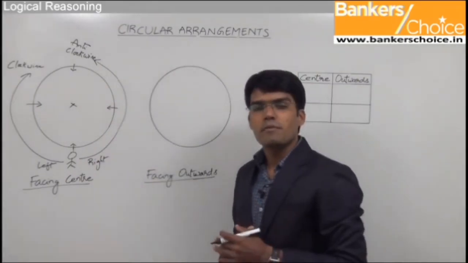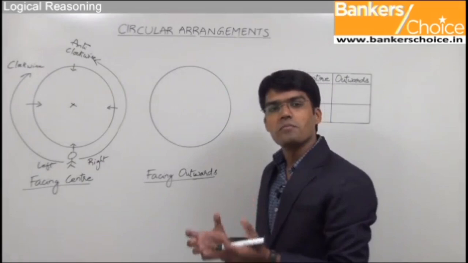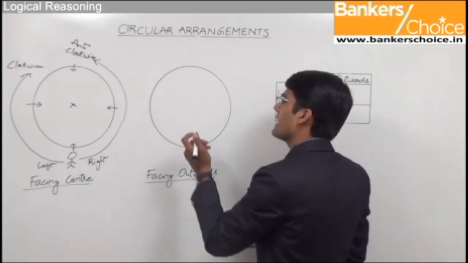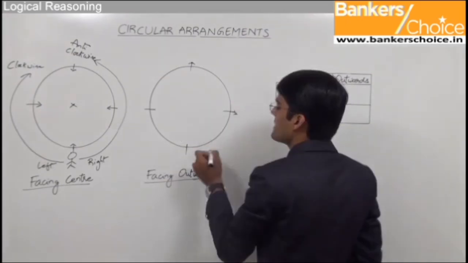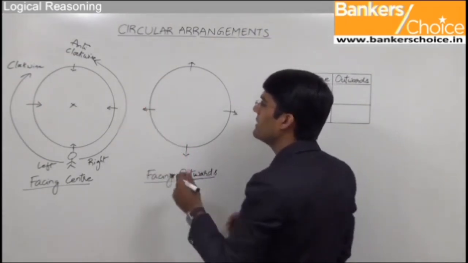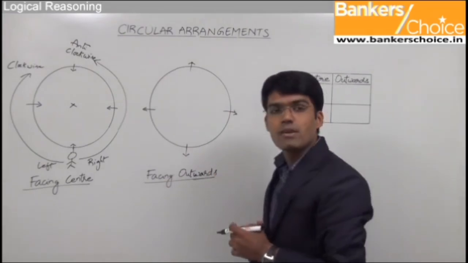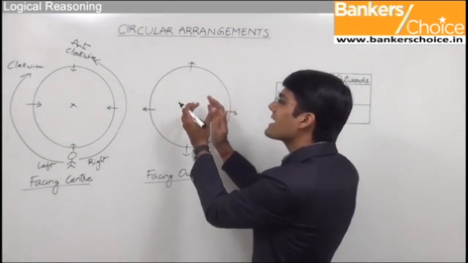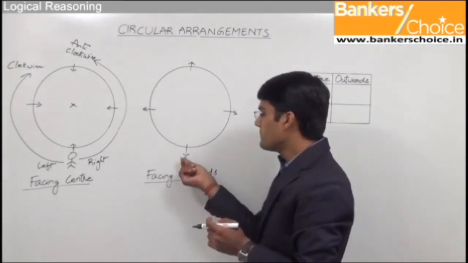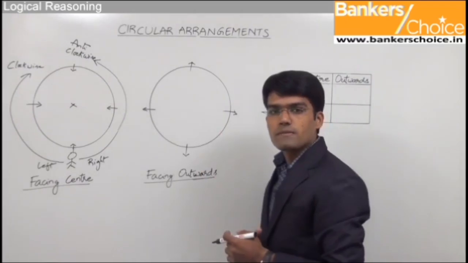Now the second type of arrangement is a group of persons sitting around a circle facing outwards. Now in this case, again let us assume that this is a circular table where the 4 persons have been seated facing outwards. So the 4 positions can be marked as shown. And since the persons are facing outwards, let us take the arrow in the outward direction, meaning that these persons cannot see each other. Their backs are facing the center and these persons are facing outwards.